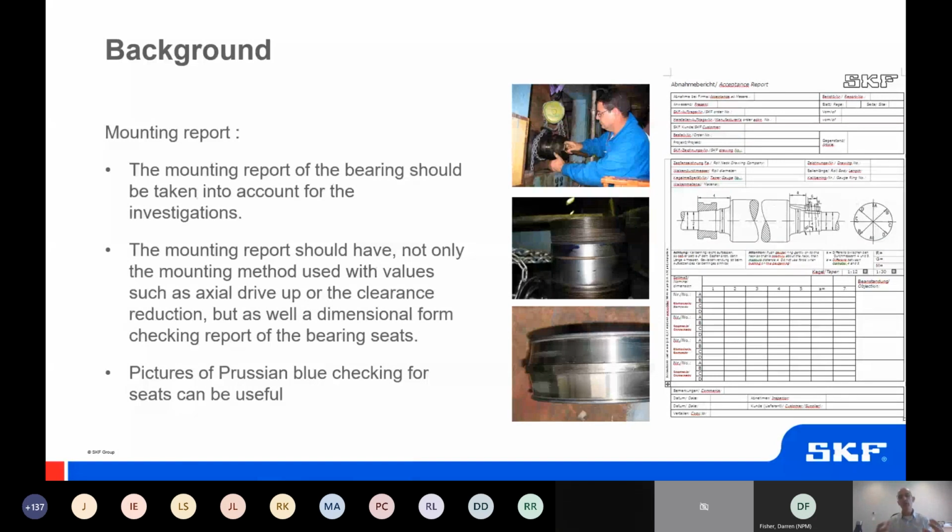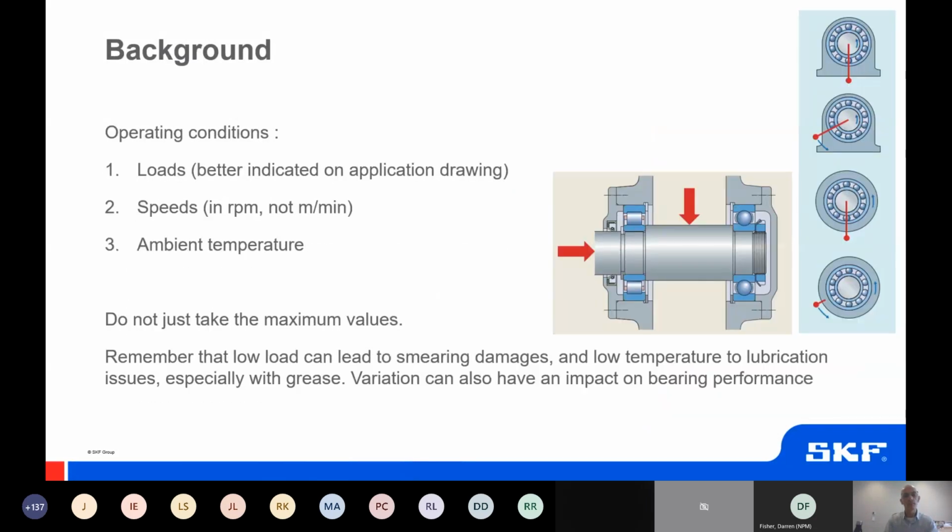Mounting reports are another good piece of information in your bearing investigation. Of course, we don't keep mounting records for every single machine in every single asset, but for critical assets, for those that you know you will have to investigate if something might occur, I would say keep track of these mounting installation records or reports, measurements and pictures, and any details that may be relevant for the investigation later on.